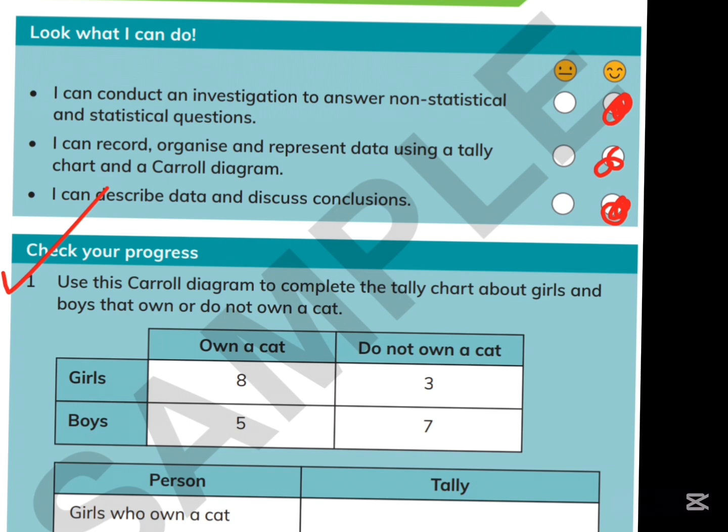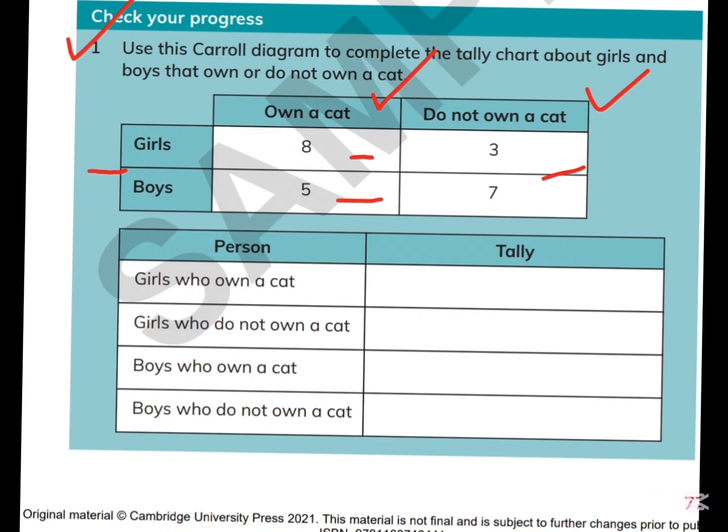Now this is the progress check. Check your progress. There are 8 girls who own cats, and 3 girls who don't own a cat. Boys: 5 boys own cats and 7 boys do not have a cat. Okay, the question is: how many girls own a cat?